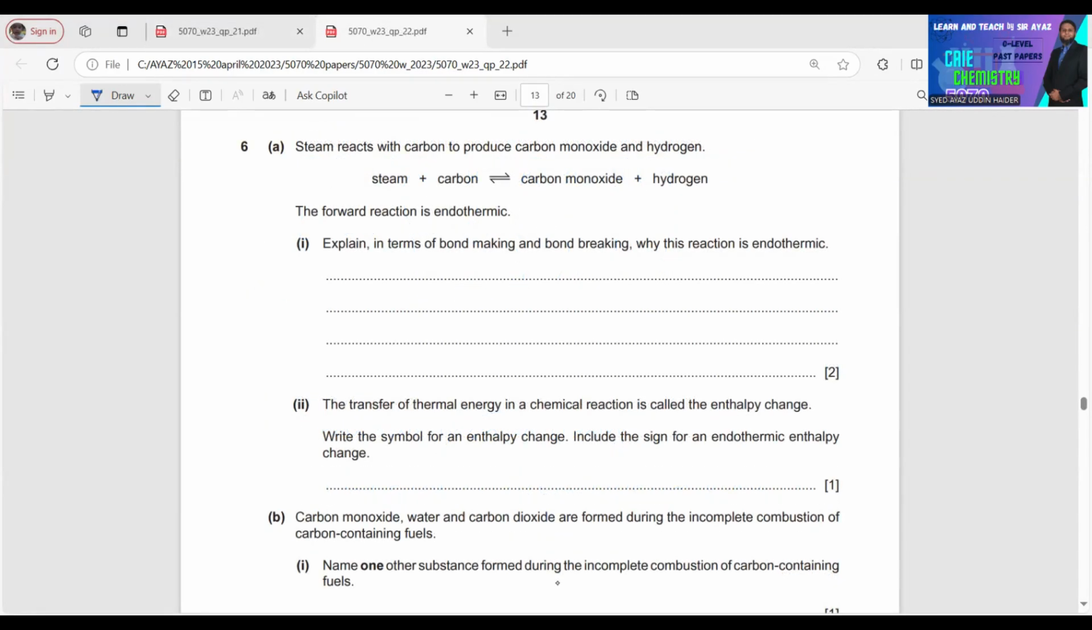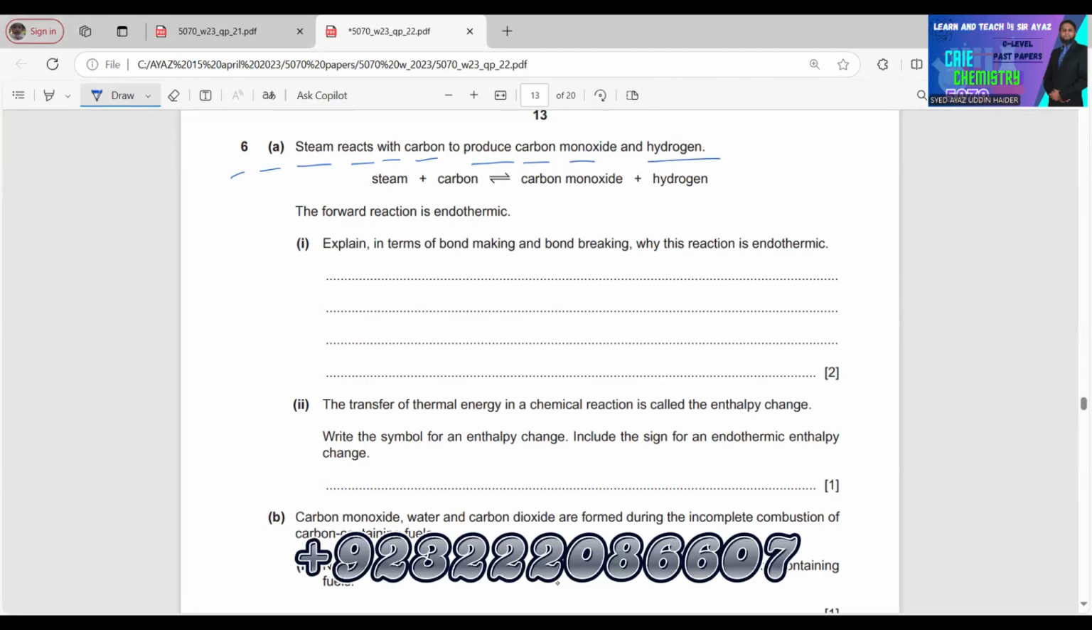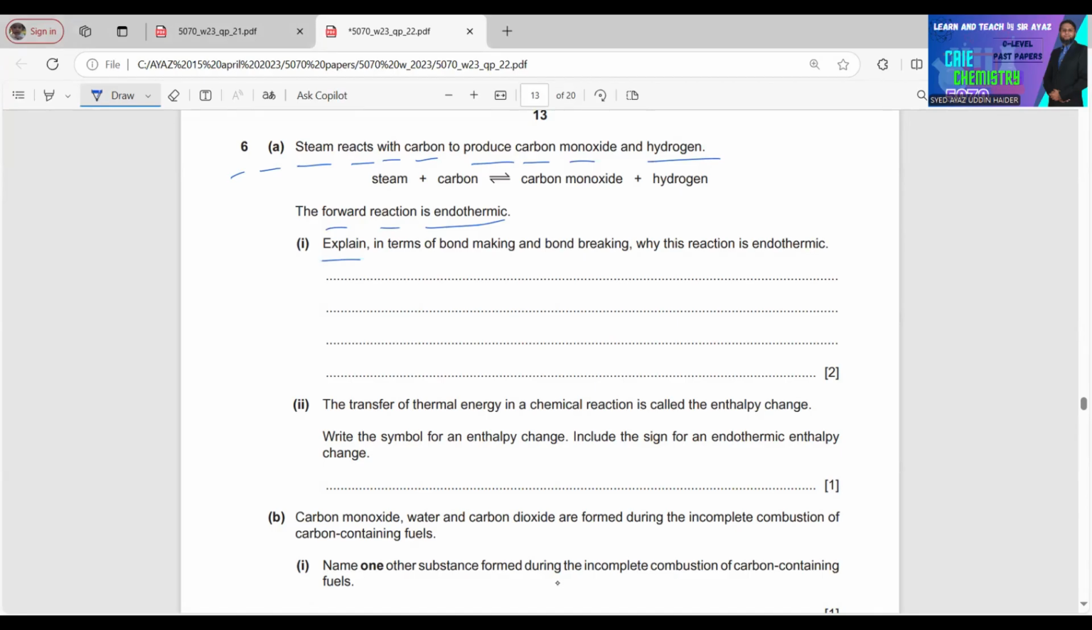So here's question number 6. Part A. Steam reacts with carbon to produce carbon monoxide and hydrogen. Here's the reaction: steam plus carbon, reversible sign, carbon monoxide plus hydrogen. The forward reaction is endothermic. 1. Explain in terms of bond making and bond breaking why this reaction is endothermic.